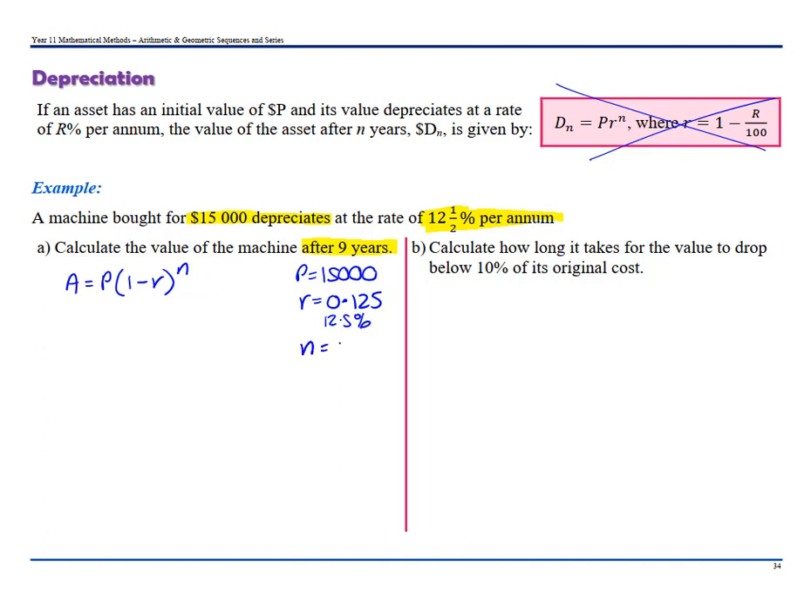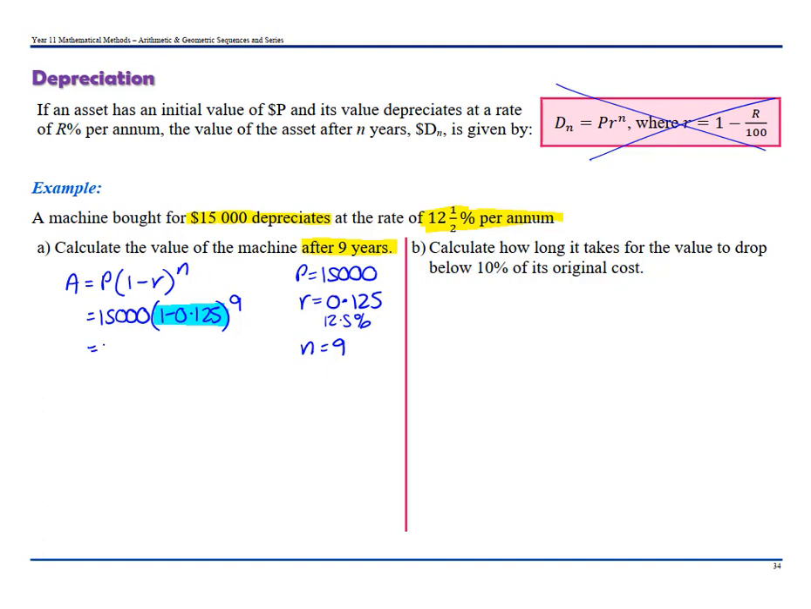And our N is 9. So A is going to be equal to 15,000 times (1 minus 0.125) to the power of N. Now you should see what's going on here. You're taking away the percentage from 1. So that means it's decreasing.